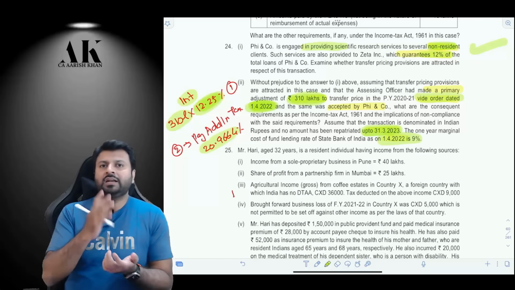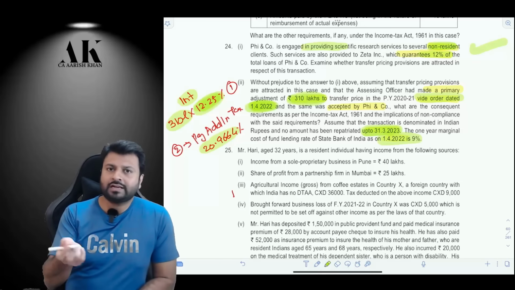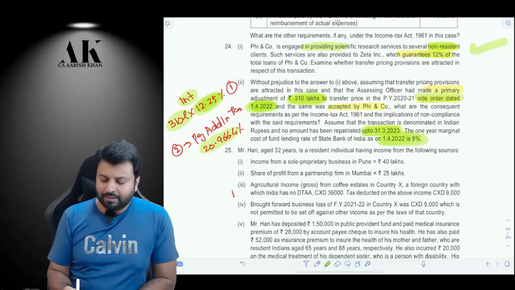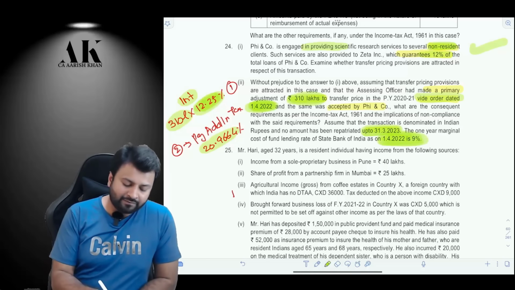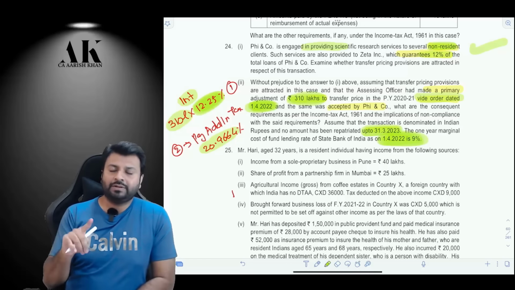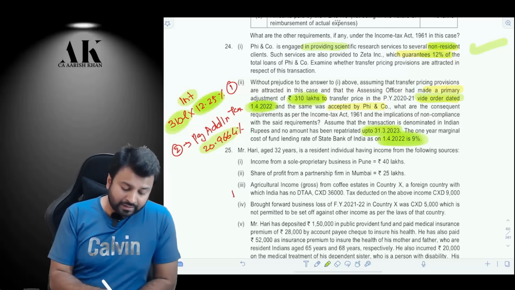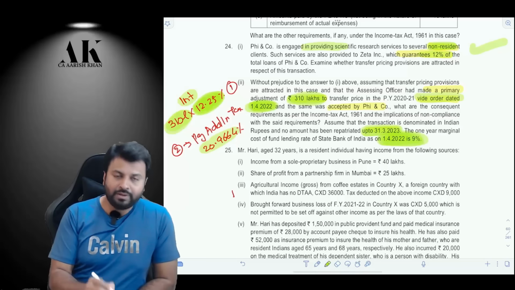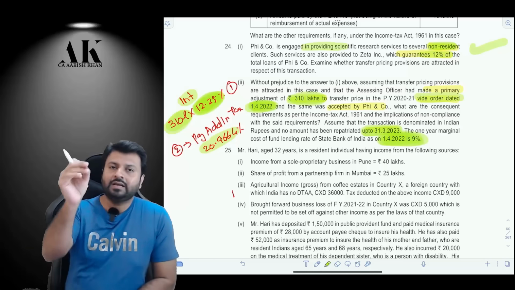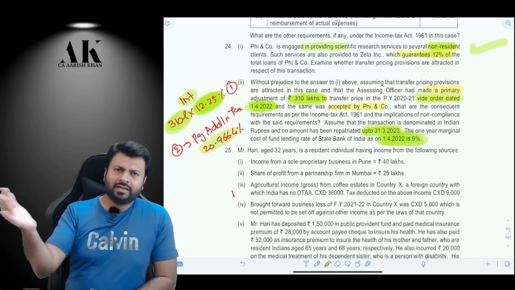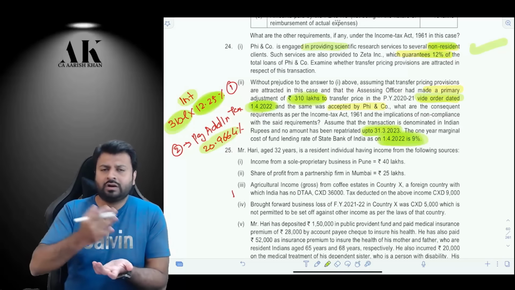For the entire year, interest will be charged at how much percentage? Because the transaction is in INR, it is SBI marginal cost of lending rate plus 3.5%. Therefore, the interest rate will come to 9 plus 3.5, that is 12.25%. Therefore, on the 310 lakhs primary adjustment, you will be liable for 12.25% interest. Pay that. The second option is what? For the entire year, because the interest will be counted from the date of order and the order is passed on the very first day.